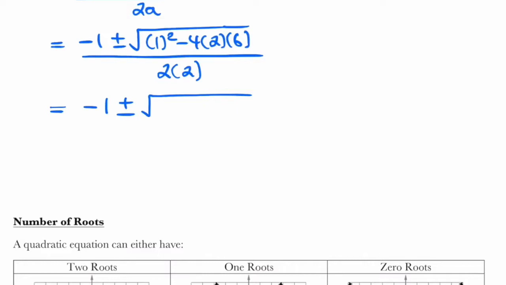Under the square root, we're going to start simplifying. Squaring 1, we get 1. And now we subtract the product of 4, 2, and 6. 4 times 2 is 8, times 6 is 48. Don't forget to keep the negative there because you're subtracting that whole entire product. And all of that is divided by 4.